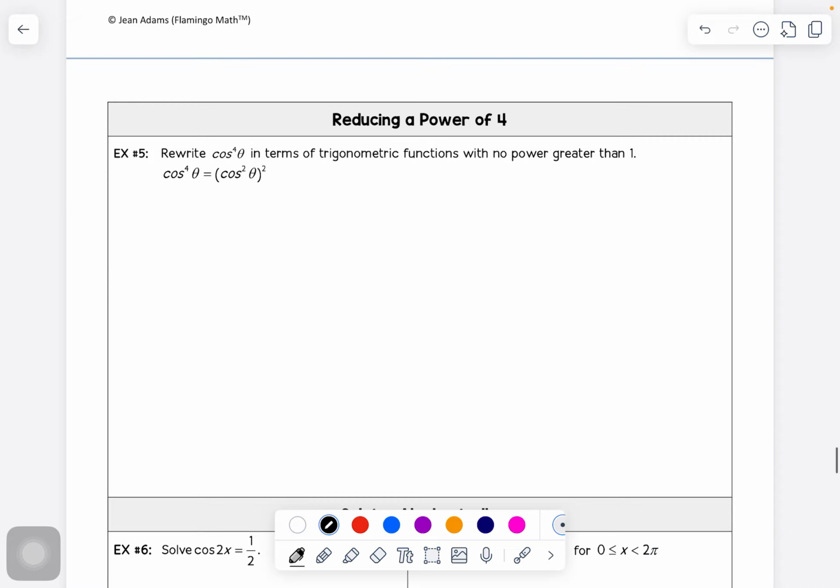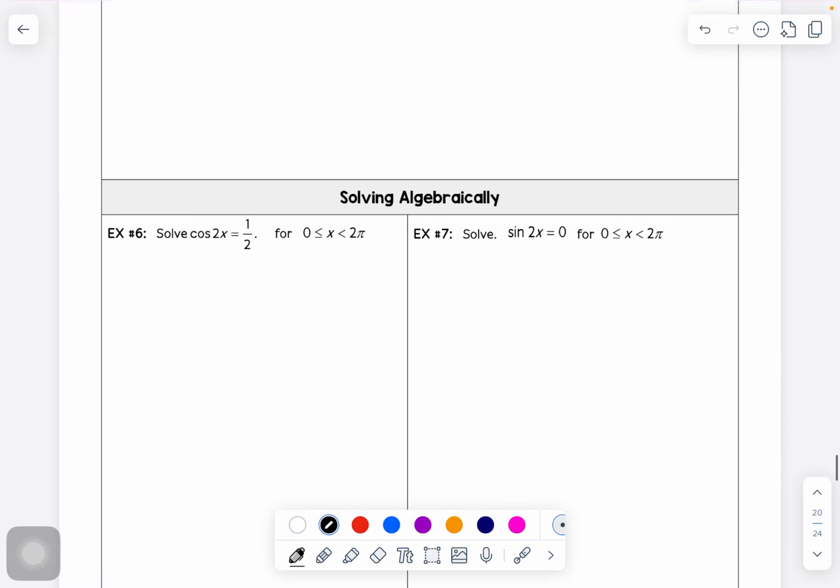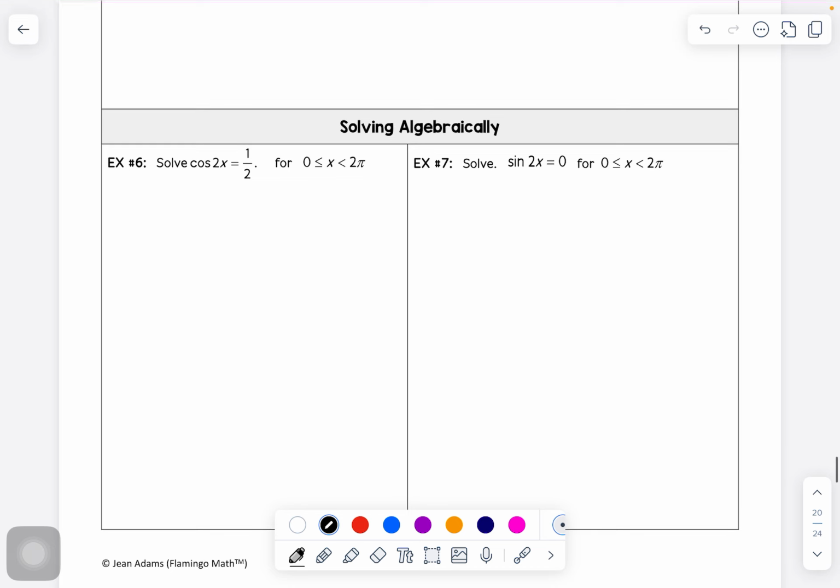Okay, reducing the power of 4. We're not going to get into that. Solve algebraically. This would be one where you would have cosine of 2x equal to 1/2. There's a good lead into that where we would use a formula, and then solve it from there as if it was an equation, right?